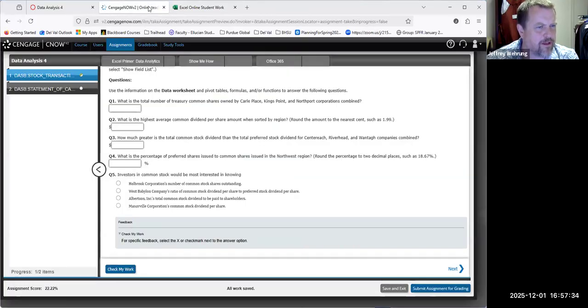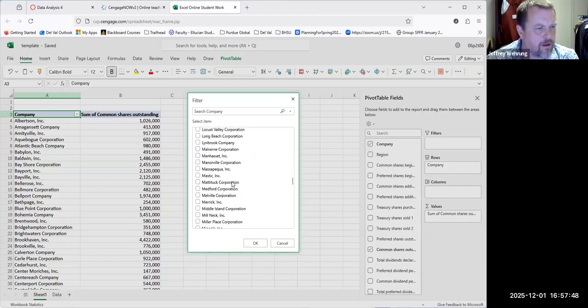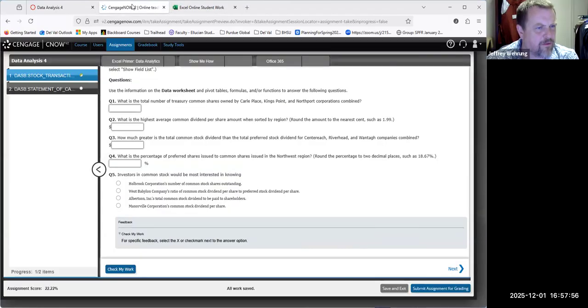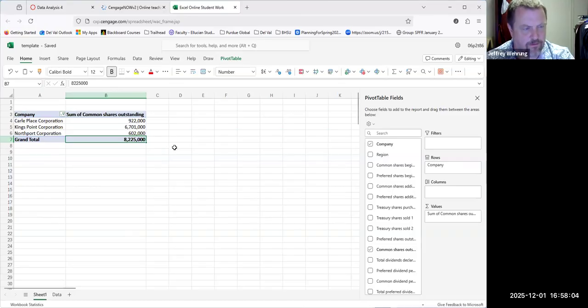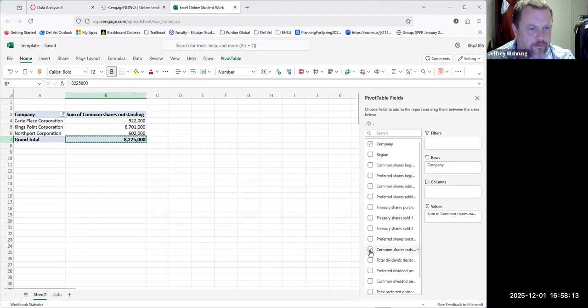We can filter by my three: I have Carly Place, Kings Point, Northport. Okay. So sum of common shares outstanding. Let's see if that's what they're looking for. That's not what they're looking for.